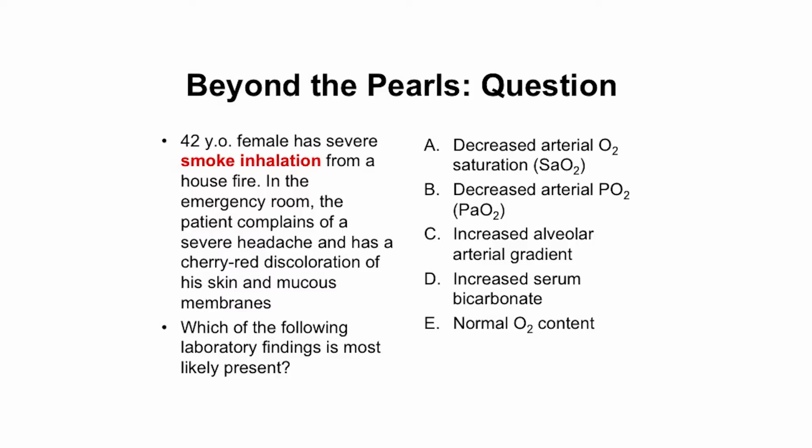D, serum bicarbonate, that makes no sense. Did we mention anything about bicarbonate? Did we mention anything about being acidemic or alkalemic? No. How about C, the AA gradient? Well, what does that mean? Is there any problem with gases going from the alveoli through the interstitium and into the capillary when you have carbon monoxide toxicity? No, so that's not going to be the right answer.